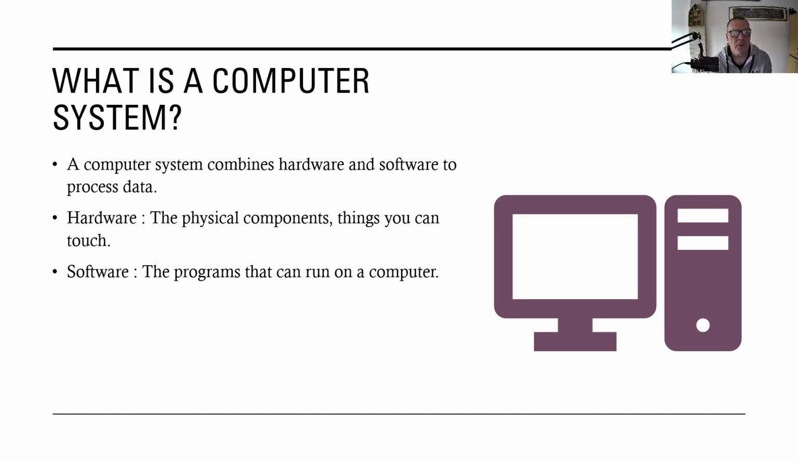So we can look at what a computer system is, and that's a combination of hardware and software. The hardware are the physical parts and components that you can touch, and software are the programs that run on the hardware, they run on the computer. Together, hardware and software we can refer to as a computer system. You need both of those things to actually be able to do anything.